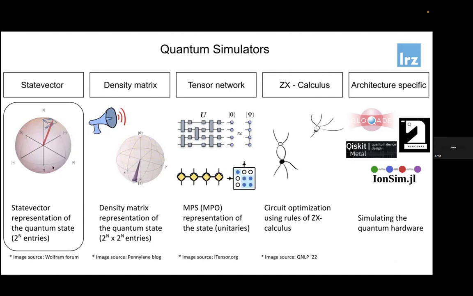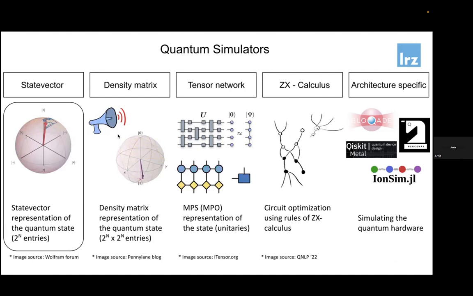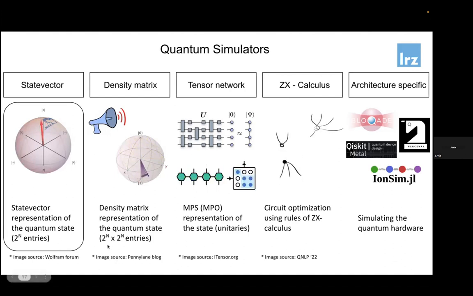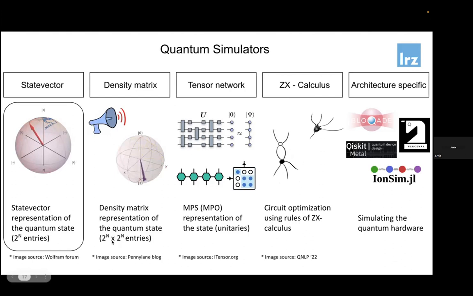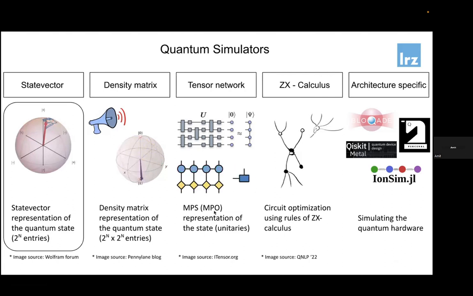For that, we have to use the density matrix, which scales as 2^n by 2^n. And even these are clearly limited to small n's that we can simulate on classical systems. So there have been cleverer approaches, basically tensor network based approaches, where they have used matrix product states and PEPS and things like these to simulate quantum circuits.